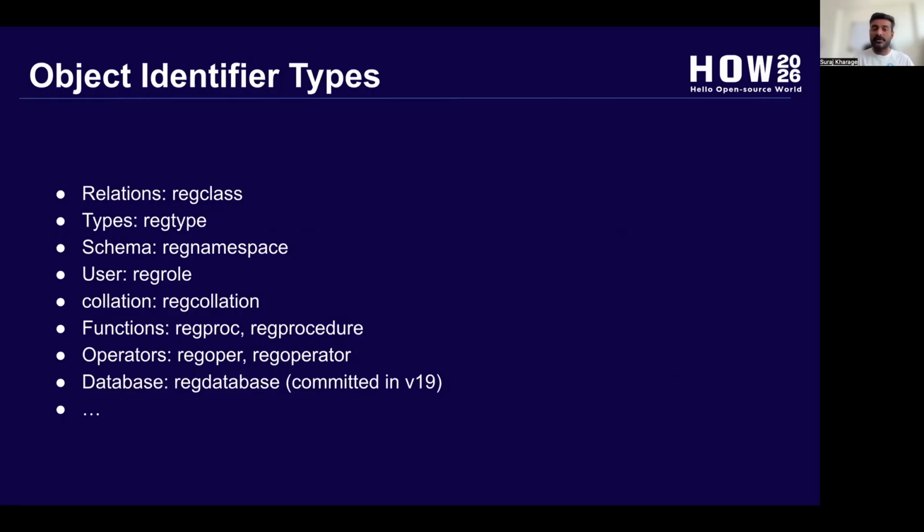For functions, we provide two object identifier types: regproc and regprocedure. If you know the function name only, then use regproc. If you know the function and its parameters as well, to find the exact match, then use regprocedure. Similarly, for operators, regoper is used if you know the operator name only. If you know the operator name plus its arguments, then use regoperator.